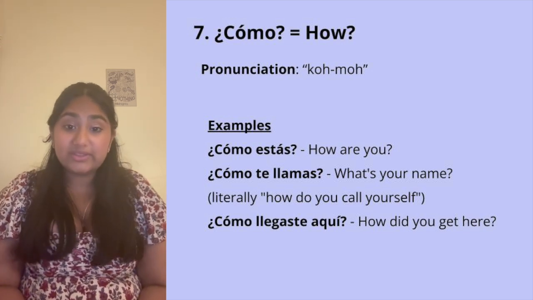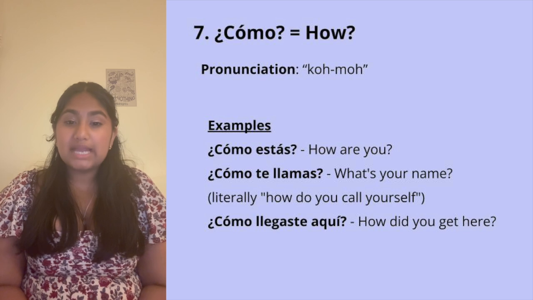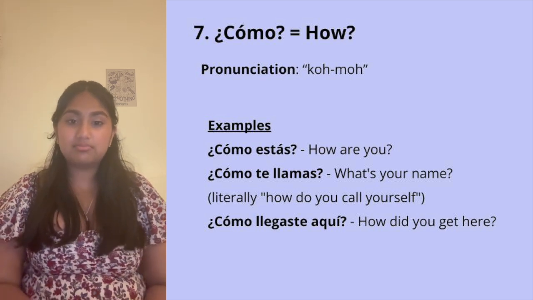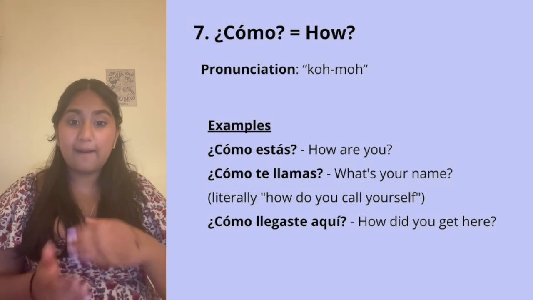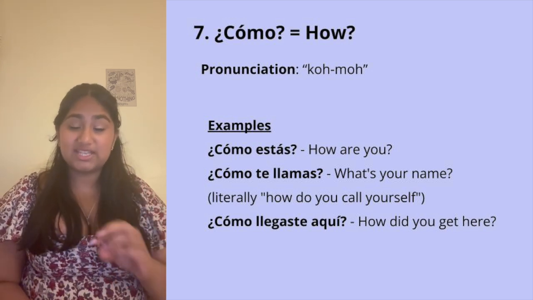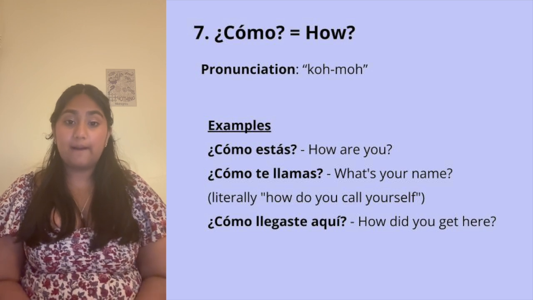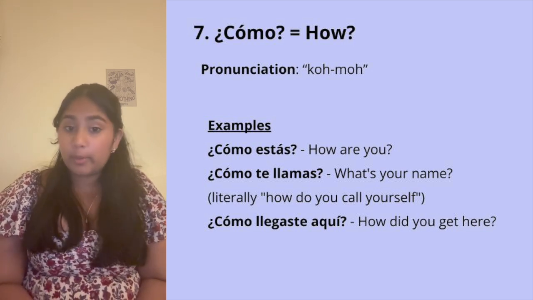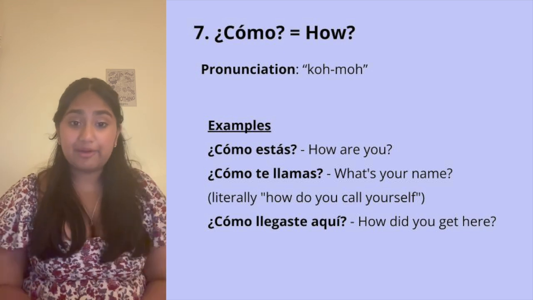Then there's ¿cómo te llamas? What's your name? Technically, this directly translates to how do you call yourself, but that's going to be another one of those situations where it's just convention to say ¿cómo te llamas? As what's your name? And then another example is ¿cómo llegaste aquí? How did you get here?